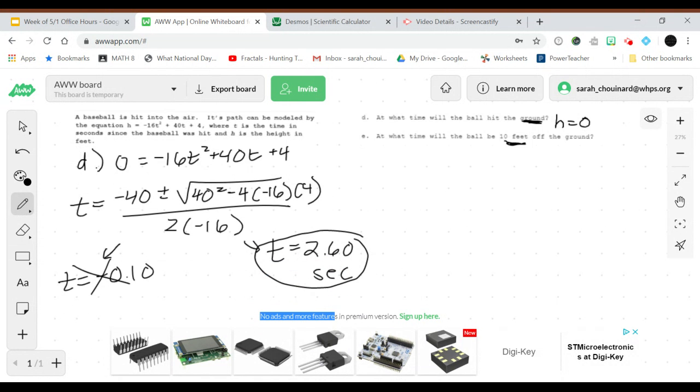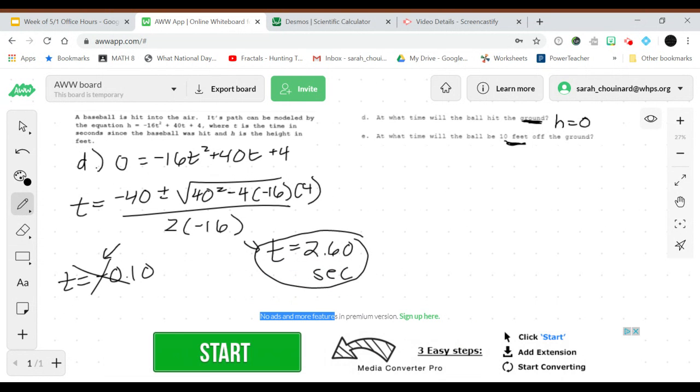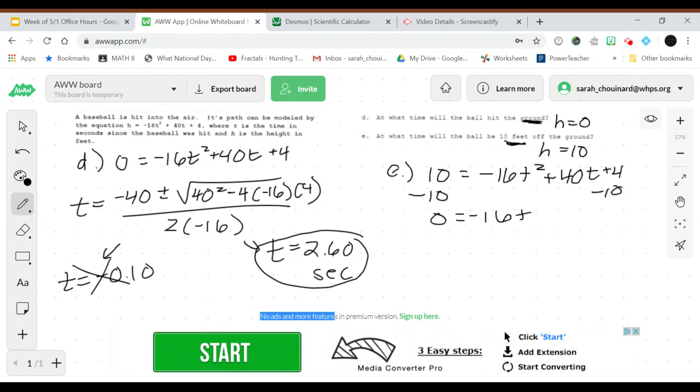The only difference with E is that the height is not 0 like the last problem, it's 10. So I'm going to set the equation equal to 10, not 0, since it's a specific height that they're giving me, not just the ground. And so I'm going to get it equal to 0 because that's how we solve quadratics. It must always equal 0.